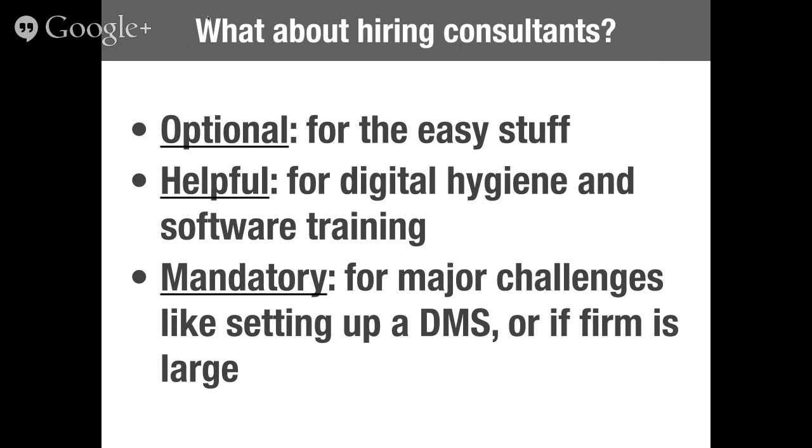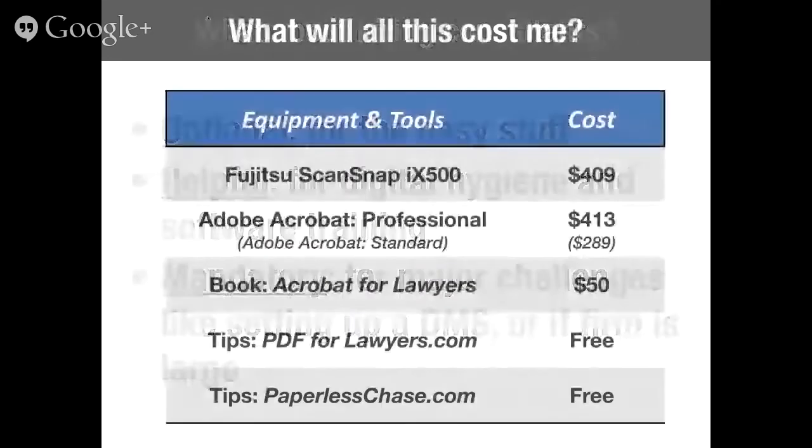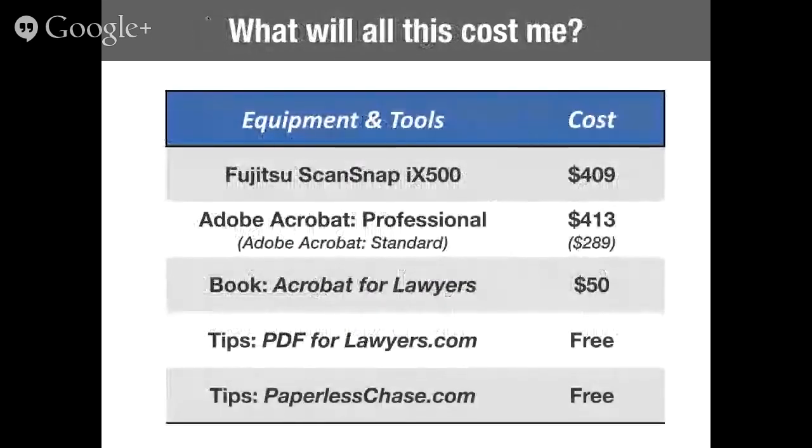But that's going to be a necessary ingredient once your firm gets to a certain size. So the question about what will all this cost is basically not that much. The ScanSnap is $409 on Amazon. Acrobat Professional is, let's say, $413. It varies. Again, I'm getting the prices from Amazon.